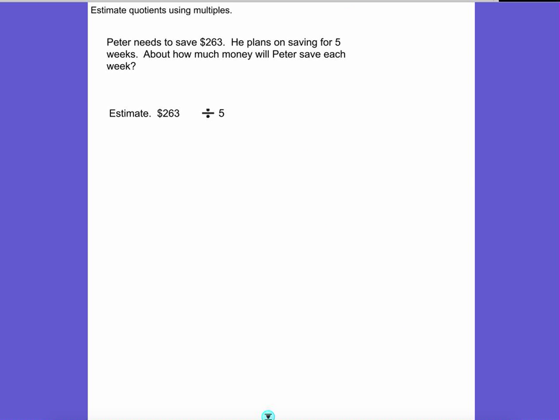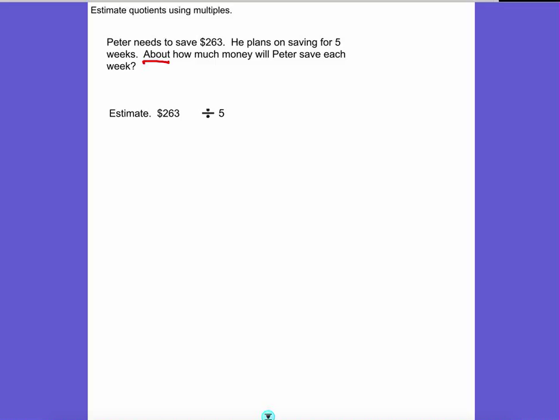And just to show you a problem solving, Peter needs to save $263. He plans on saving for 5 weeks. About how much money will Peter save each week? So I did estimating, right, because of the about. Now, we're estimating $263, and he's doing that for 5 weeks. I need to know how much he would have to save each week. So that's why it's division.